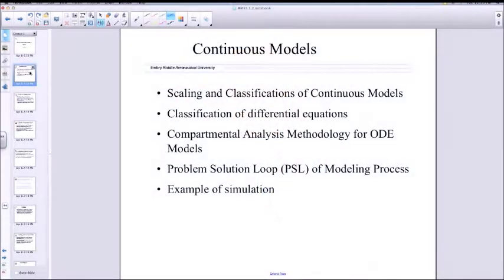So here's the outline. We're first going to look at the scaling of our observation and how we use the scaling to classify the continuous models. And then we further zoom in to look at differential equations as a special type of continuous model. And after this, we go to the methodology, and then we are going to run through an example.